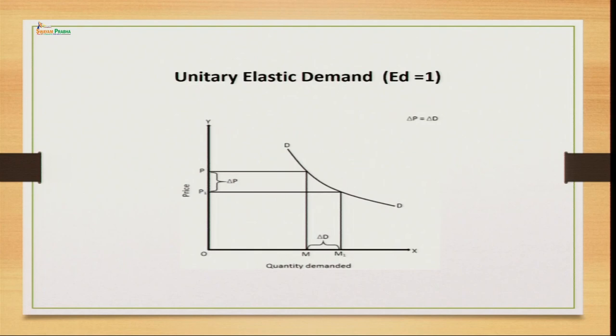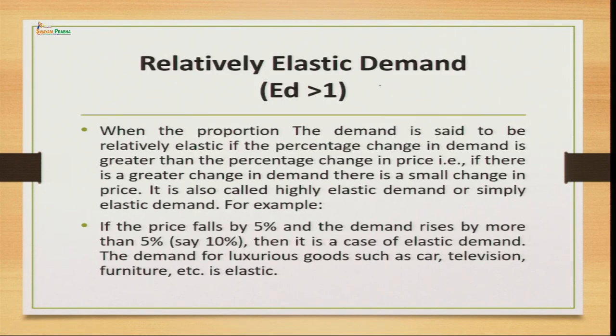This is how we represent the unitary elastic demand, which says that earlier when the price was P1, the quantity demanded was M1, and when the price increases to P, the demand decreases to M, right? And the change which is taking place here is the same. Here the change in price is equal to the change in demand. Say, suppose if the price decreases by 5%, then demand also increases by 5%. So, the percentage change here is the same, and the shape we get here for the curve is known as a rectangular hyperbola. Okay. So, this is the shape we call for the unitary elastic demand, that is, rectangular hyperbola.